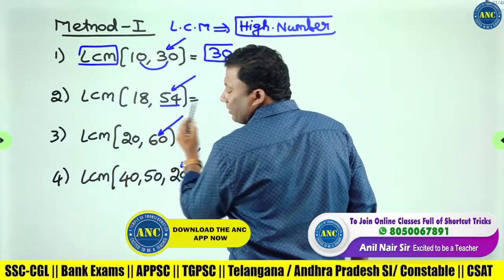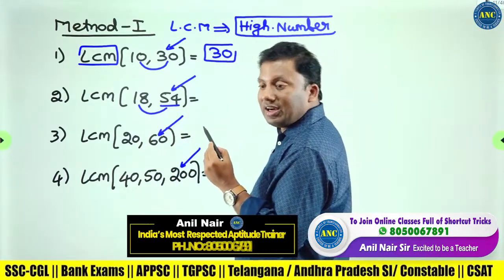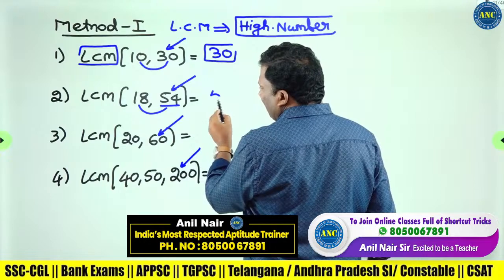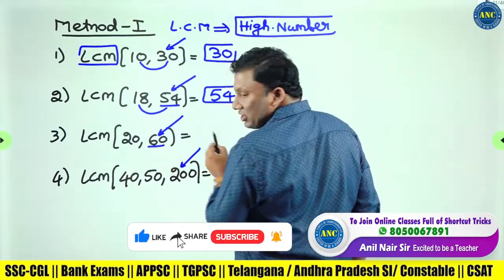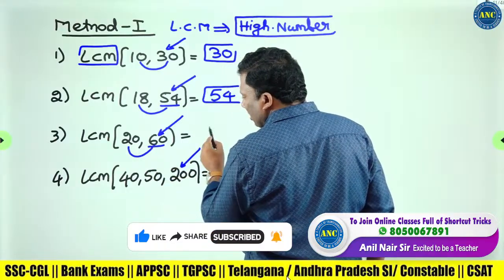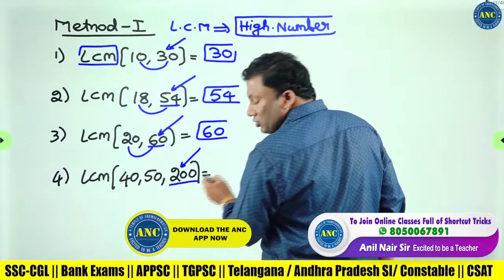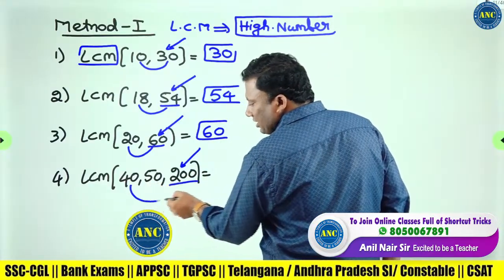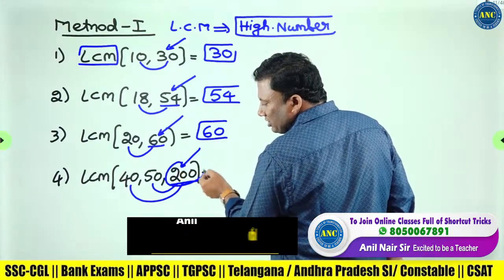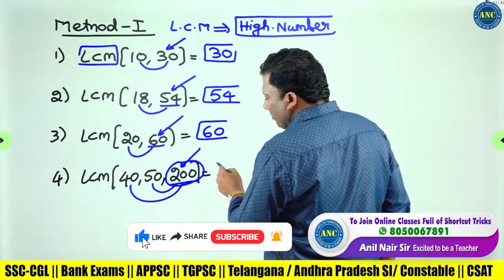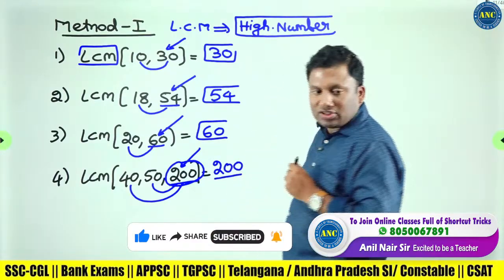If it is perfectly dividing, the largest number is the answer. Check the largest number, 54. What is the other number? 18. 18 threes are 54. Perfectly divides. Largest number is the answer. Here the largest number is 60. 20 threes are 60. Largest number is the answer. Largest number is 200. 40 fives are 200. 50 fours are 200. The largest number is dividing all the other numbers. If the largest number is getting divided by the other numbers, the largest number is the answer.